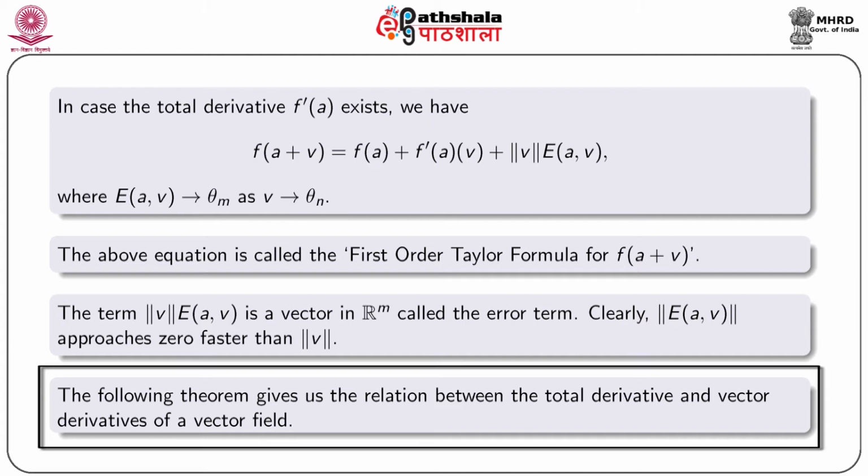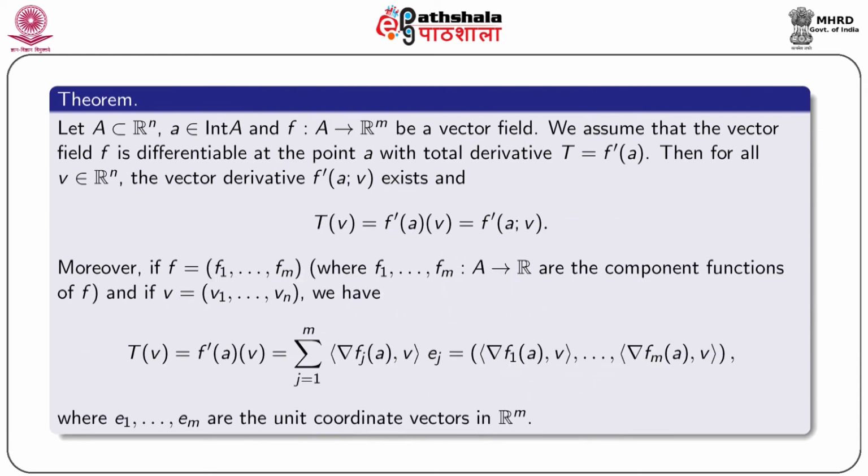Now we shall go through a result which gives us the relation between the total derivative and vector derivative of a vector field. The statement: let A be a subset of Rn, A is an interior point of the set A and F is a vector field defined on the set A whose codomain is Rm. We further assume that the vector field F is differentiable at the point A with total derivative T equal to F dash A. Then for all V in Rn, the vector derivative F dash AV exists and also Tv equals the vector derivative F dash AV.